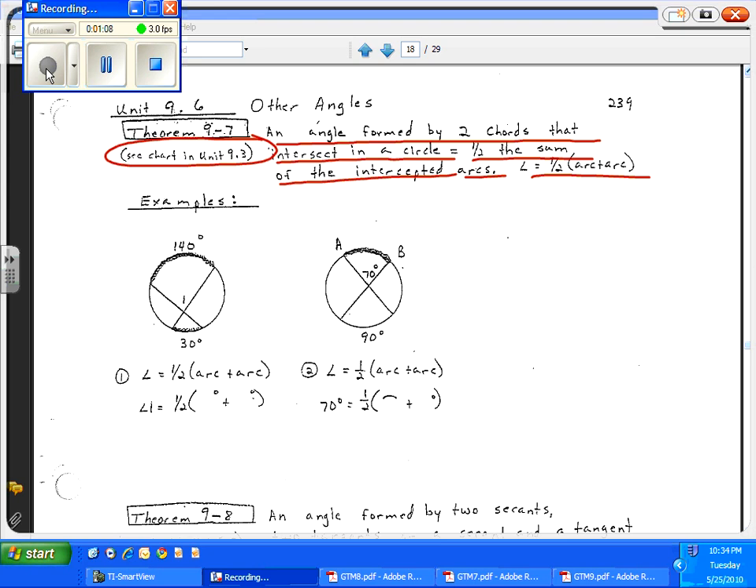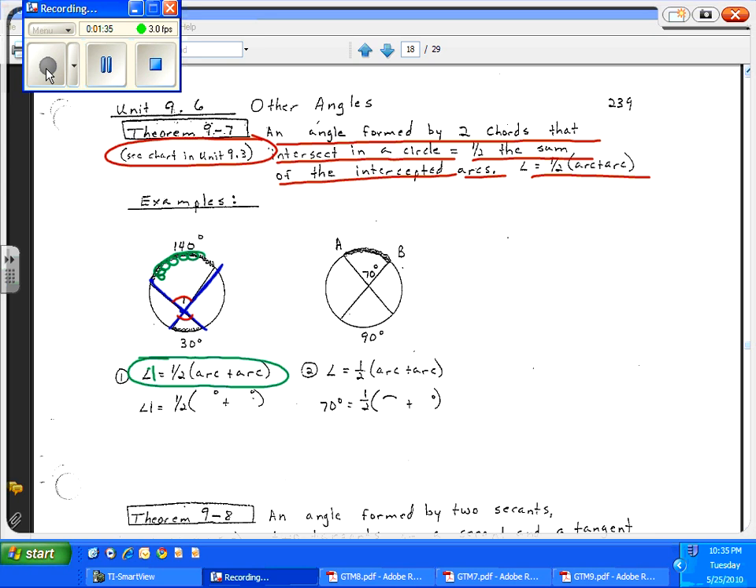So, we have two chords that intersect inside the circle. When they do, you have two pairs of vertical angles. Angle 1 is vertical to this angle. So angle 1 is equal to half the sum of its intercepted arcs.